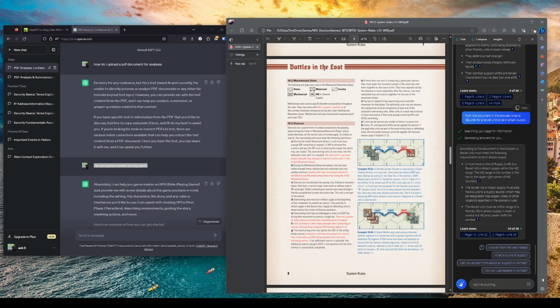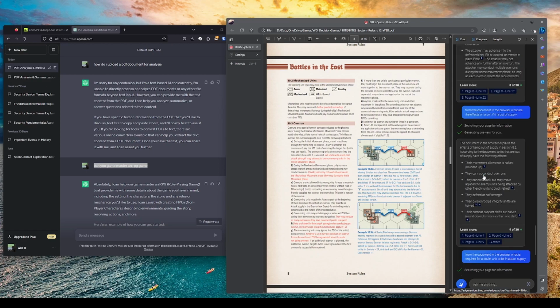And then what's the last one? What is required for a Soviet unit to be in attack supply? Must have a line of supply to a Soviet HQ in attack supply within the HQ range, number in the hex in the upper right. Soviet HQ in attack supply must also have a line of sight to a supply source designated on the map, and Soviet unit must be within range of a friendly HQ in attack supply. Kind of redundant there. So, and that was the last one I asked.